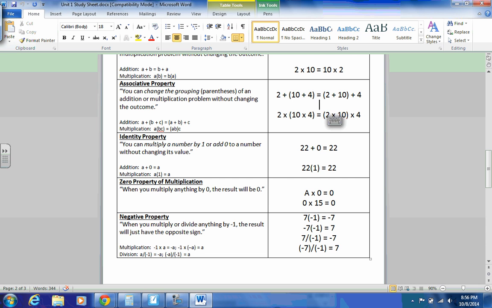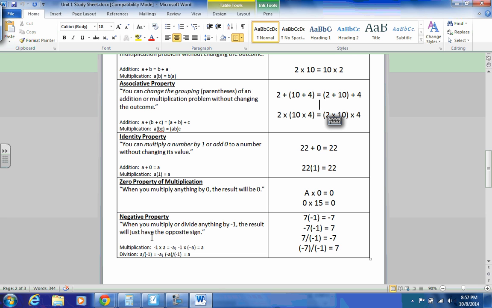The zero property of multiplication, simply put, is something that you learned when you first learned multiplication a long time ago. When you multiply anything by 0, the result will also be 0. Whether it's a number or a variable, multiplying by 0 will make it 0. And then lastly, the negative property.